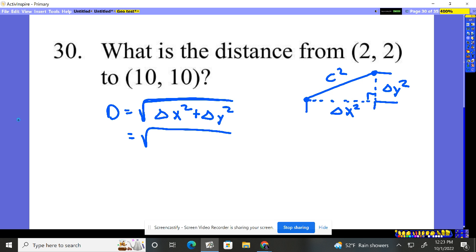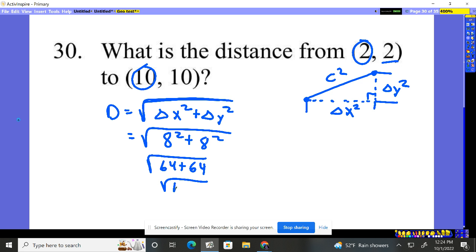So change of your x's. What do they differ by? 2 to 10. That's a difference of 8. The other is also 2 to what? 10. So that's a difference of 8. So I just simply go, oh, 8 times 8, 64. 8 times 8, 64. Add them together. I just got to take the square root of 128.